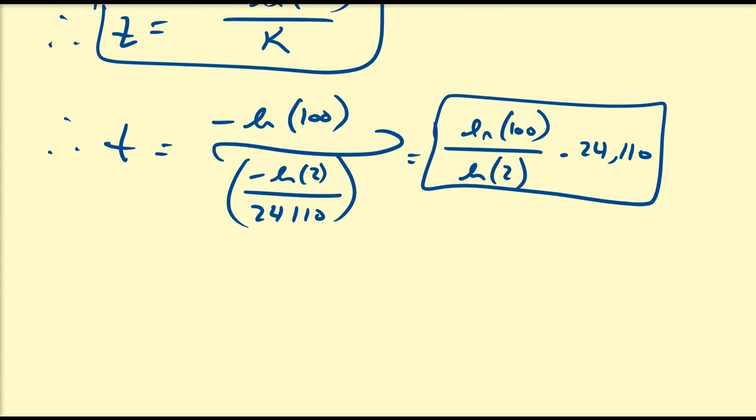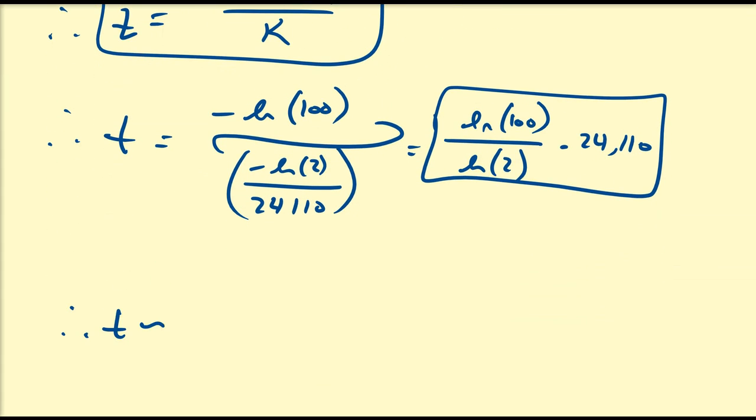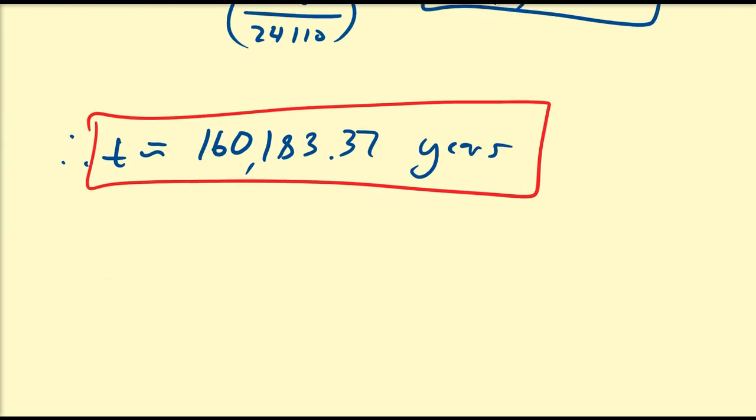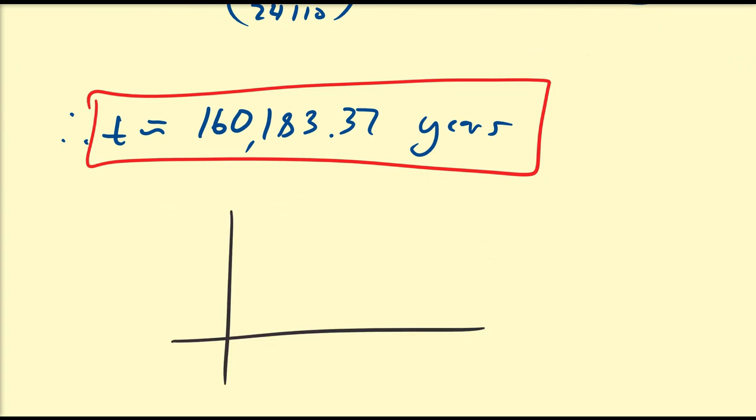Once you work out that calculation, you're going to get that t is approximately equal to 160,183.37 years. So approximately 160,000 years. It's going to take a pretty long time. But anyway, that's just another application of radioactive decay in terms of applications of exponential functions.